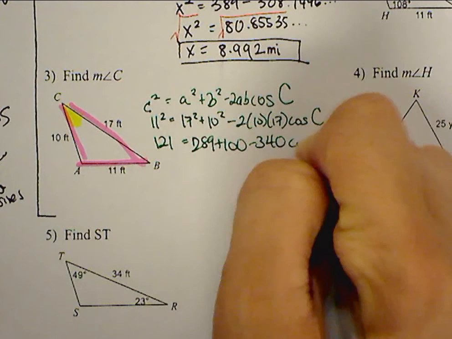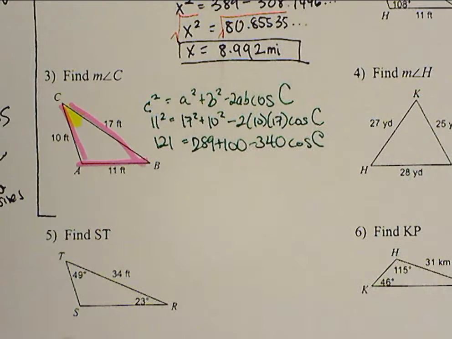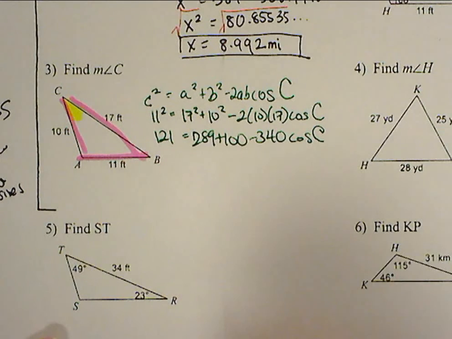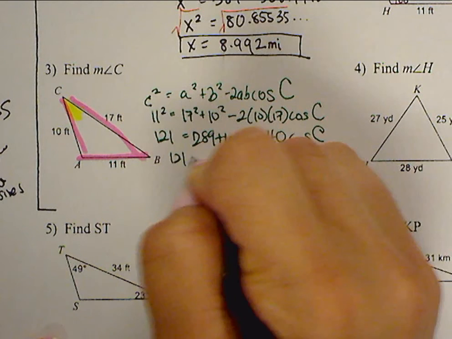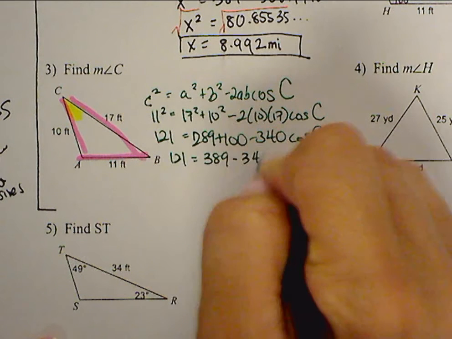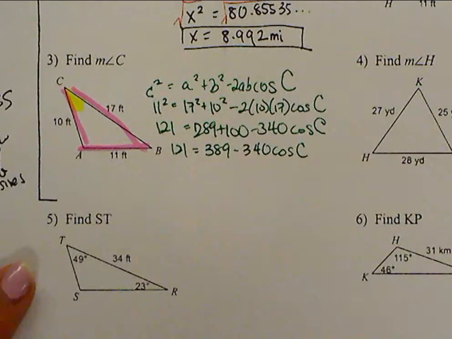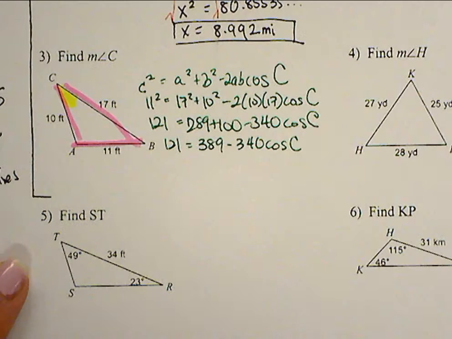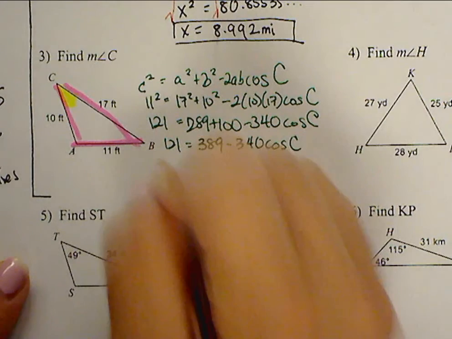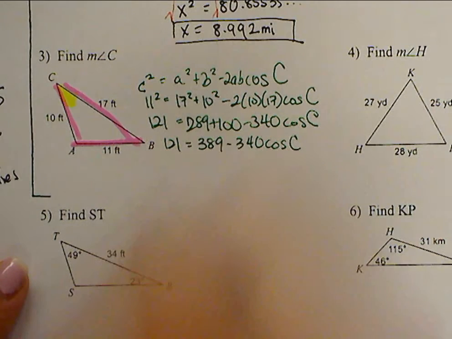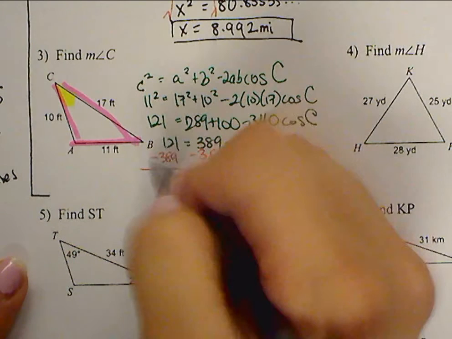I'm going to add them and subtract them from both sides. Cosine of C is going to be 11, right? No. So 121 equals 389 minus 340 cosine C. Can I subtract 389 minus 340? No, I have to do what? Divide? Add? Subtract 389 on both sides. So then I'm going to get negative, what is that?